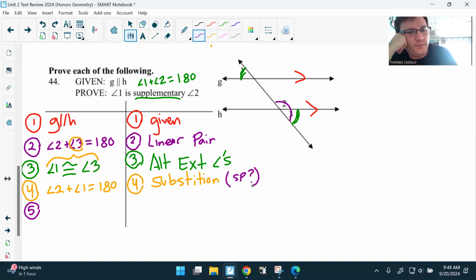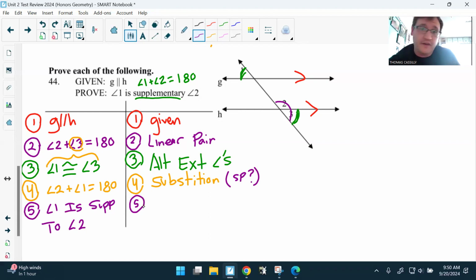All right. Last but not least, we can say angle 1 is supplementary to angle 2. All right, why is that? Well, keep in mind, we wanted to show that angle 1 plus angle 2 is 180 degrees. Well, when two angles add up to 180, they are by definition supplementary. So our reason here is just the definition.